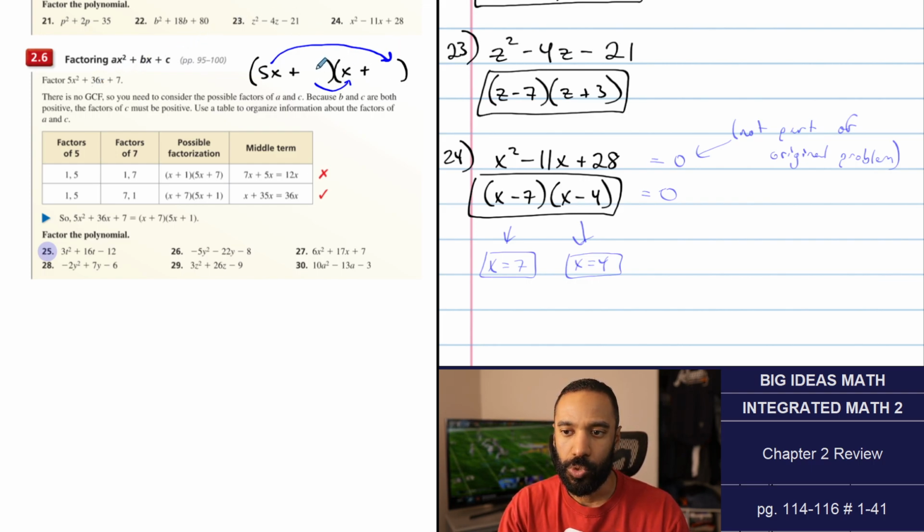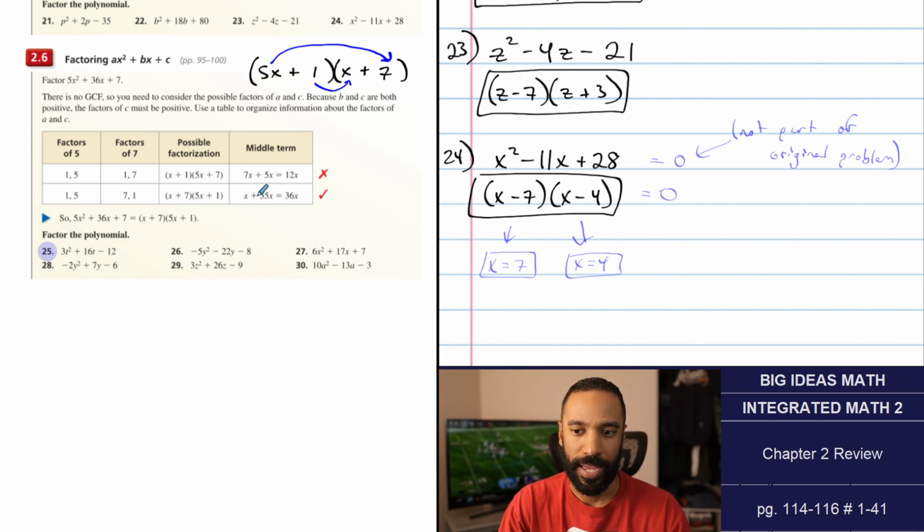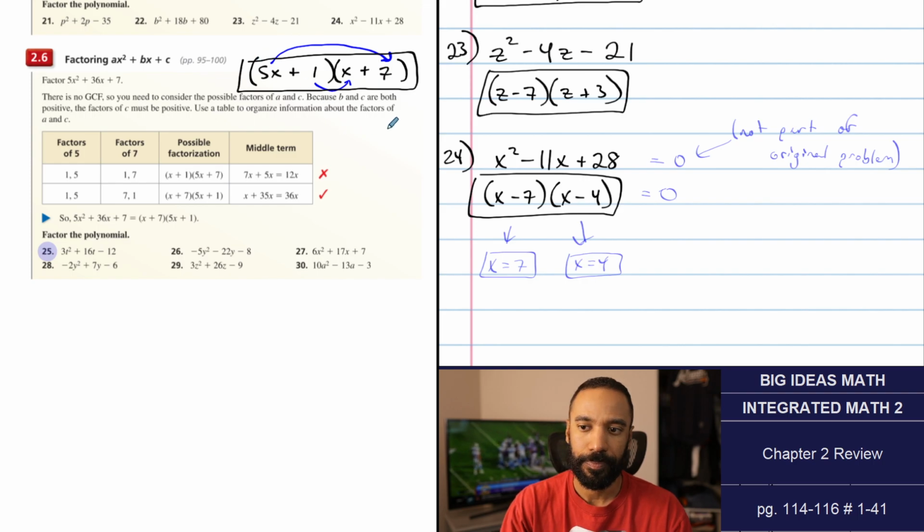But when we switch them, 1 and 7, we get 35 plus 1. 1x plus 35x is 36x. 36 was the value that I'm looking for. If that's the value I'm looking for, that's the factorization of the problem. That's the answer.